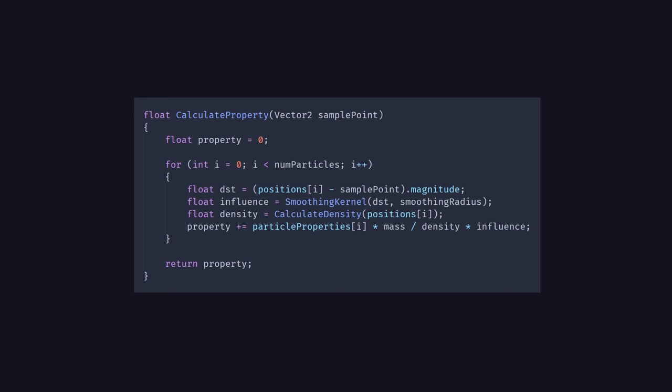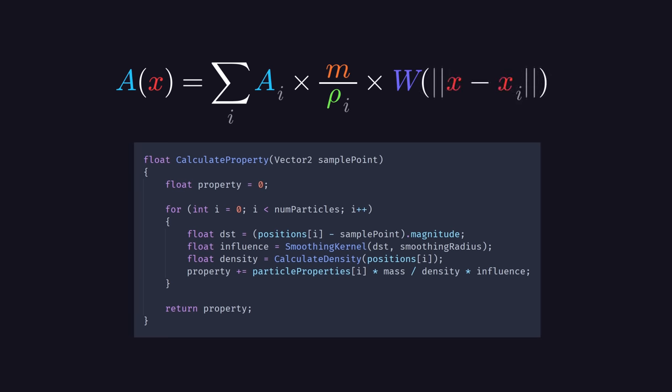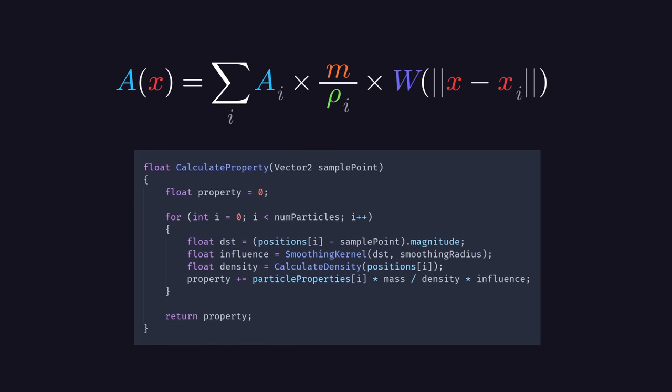So what we've arrived at here is actually one of the core equations of this whole technique, which says that to calculate some property A at any position x, we just need to loop over all the particles and add together the value of that property that's stored in each particle, multiplied by the particle's mass, divided by its density, and finally multiplied by the smoothing function, given the distance between the particle and the sample point.